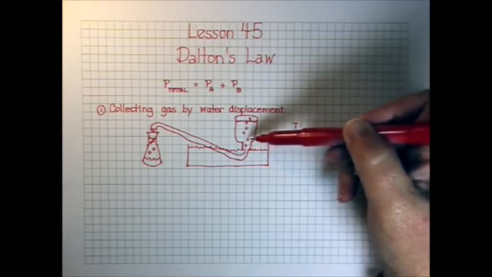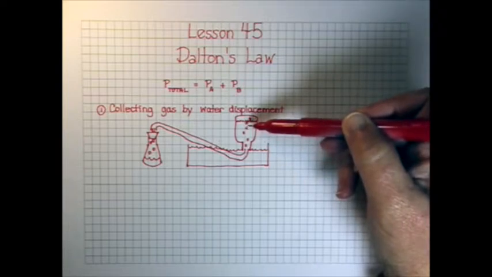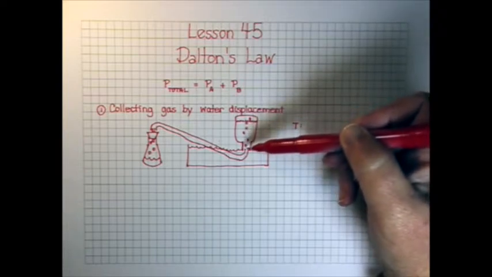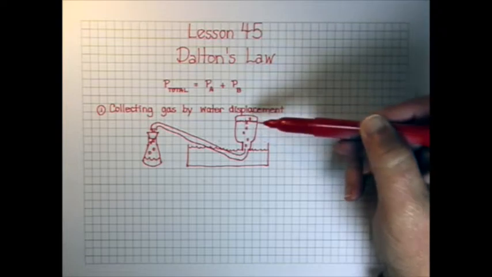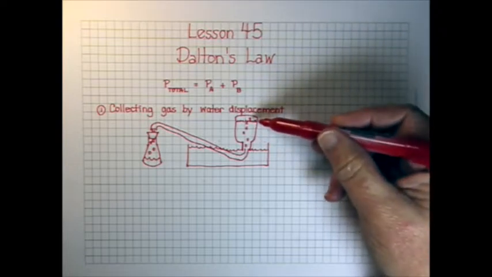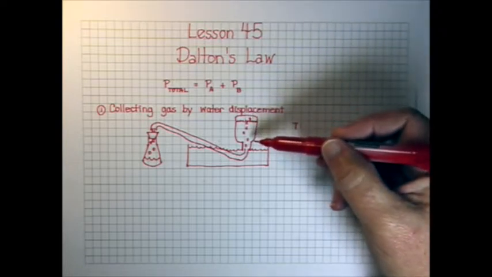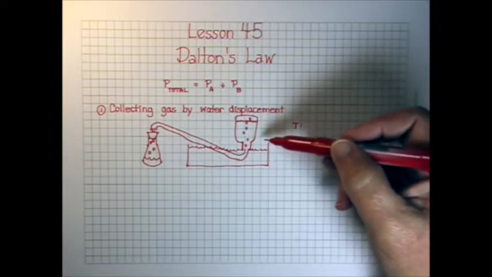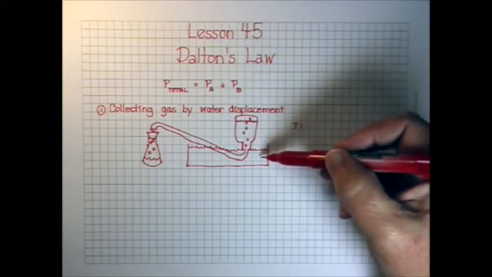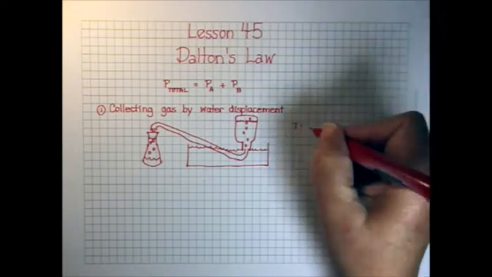If it were hot, it's going to cool down as it bubbles through the water. If it were cold, it's going to warm up as it bubbles through the water. And so the temperature, by the time it gets up here, is going to be the same as the water temperature. Well, that's easy peasy. Stick a thermometer into the pneumatic trough, and you've got your temperature.